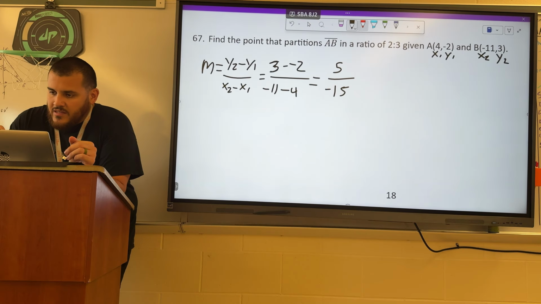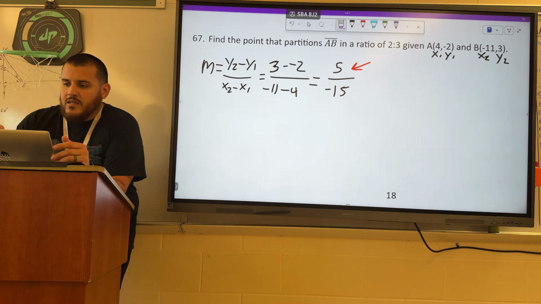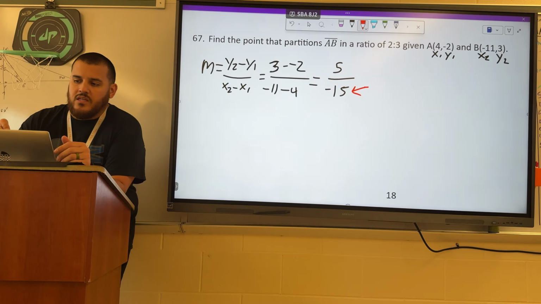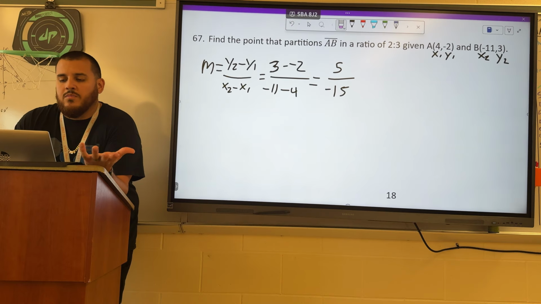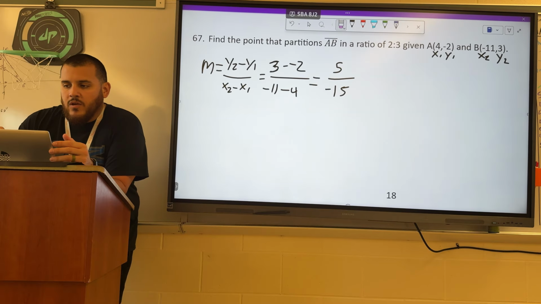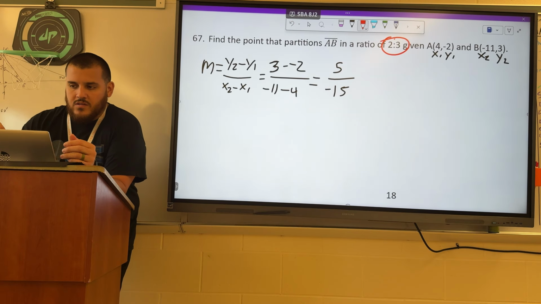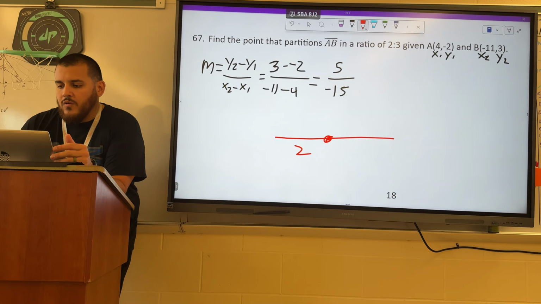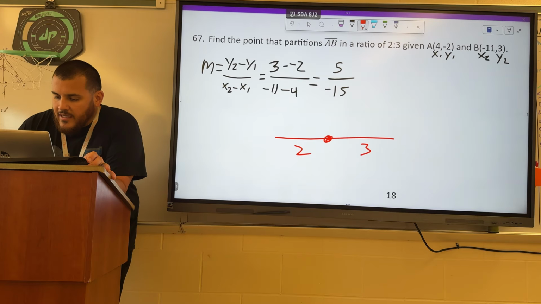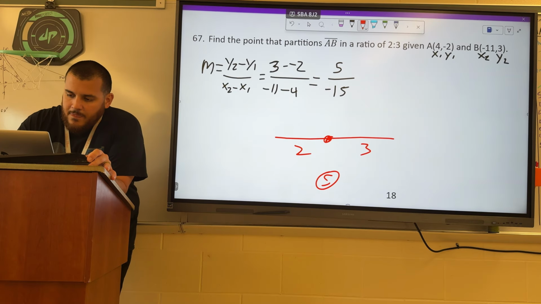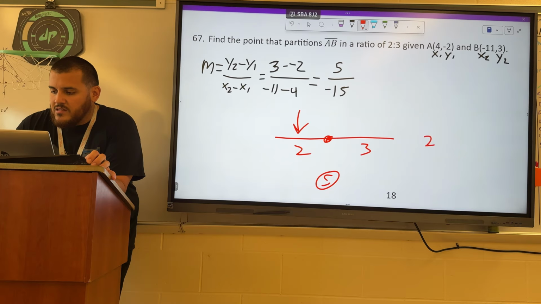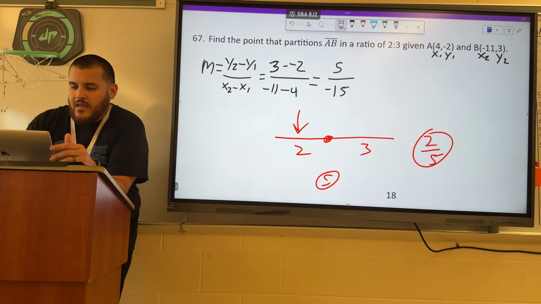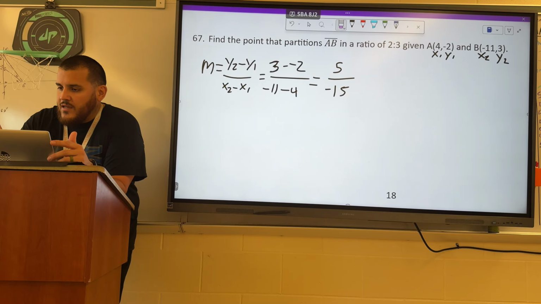What we're saying now is that the distance between my y's is 5 units apart, and the distance between my x's is negative 15 units apart. My point, though, is going to be a fraction of these distances, and we can find that fraction from the ratio given to us. We can imagine it like this: in a segment, if I have 2 parts before a point and 3 parts after, that is a total of 5 parts, and there are 2 parts before the point. So we can say that this point is 2/5 of the distance from end to end. Again, we can find that from this ratio.